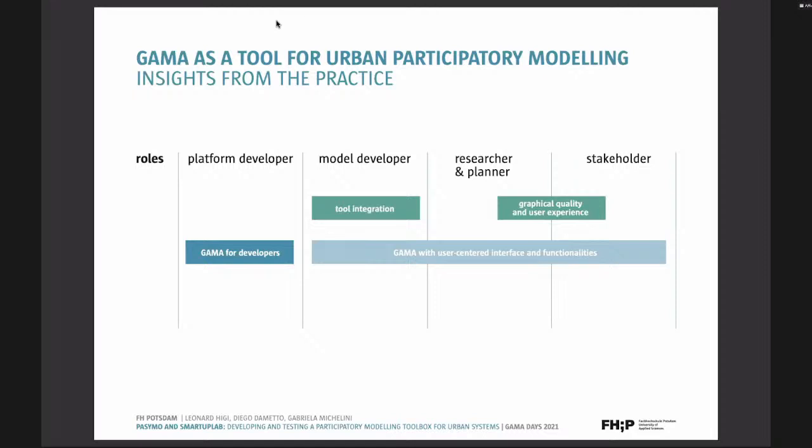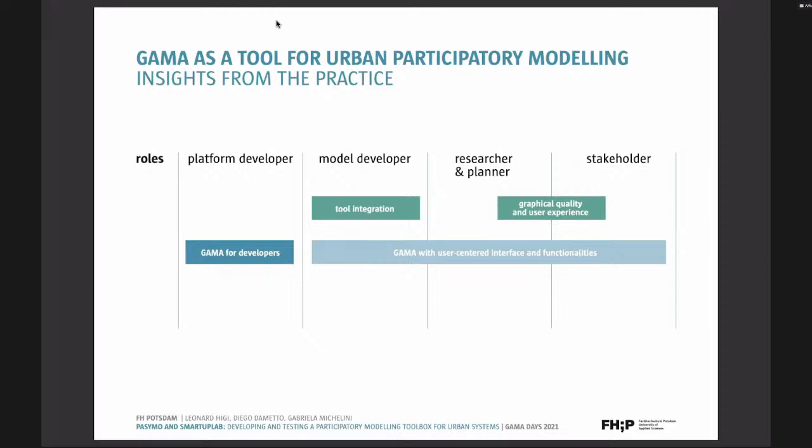So in our opinion, a differentiation of user roles and respective versions of the Gamma platform is missing, except for the Gamma developer version. So Gamma with a user-centered interface and functionalities could support the use by stakeholders with limited modeling skills.